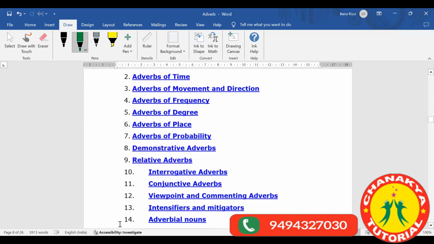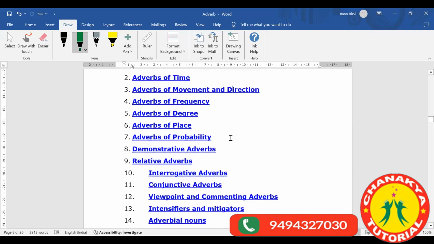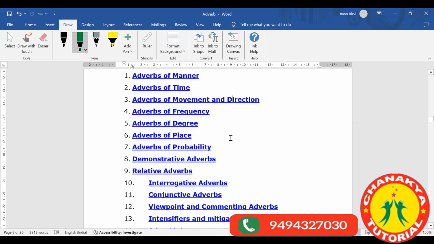We still have to do the types of adverbs, which I will take in the next class. We have adverbs of manner, time, movement and direction, adverbs of frequency, adverbs of degree, adverbs of place, probability, demonstrative, relative, interrogative. On the whole, I think we have about 14 types of adverbs, but we will not do all of them. So I will meet you all in the next class.